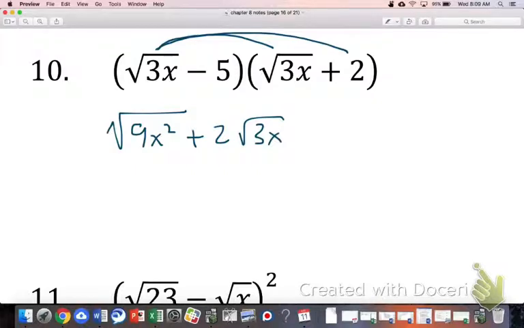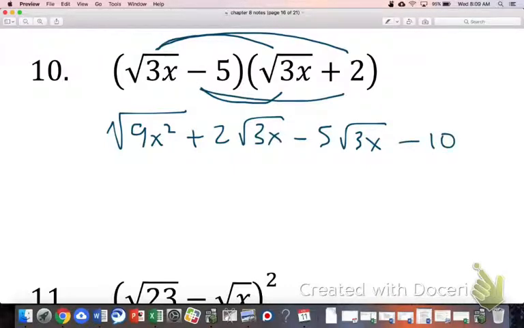Now so far we've done FO. Now we need to do FOIL. We've got to do the I and the L. So here's the inners. You see how the inners are kind of like the outers? There's a radical number times a non-radical number, and so it's going to multiply similarly to what we did with the outers. It'd be minus 5 root 3x. And then probably the easiest one of all is the L in FOIL, right? That's just negative 5 times 2, minus 10.